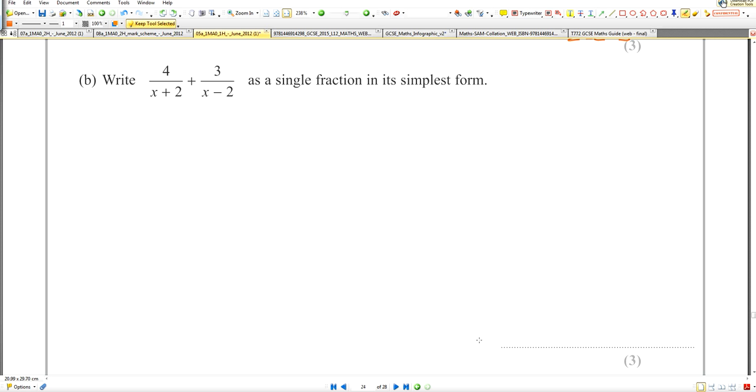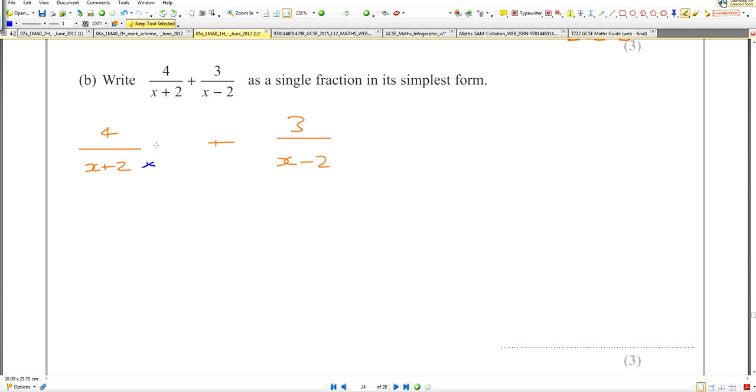Okay, write this as a single fraction in its simplest form. Okay, let's start off the question. So, anybody got ideas on how we approach this type of question? Rakaba, any ideas on what we do? We need to make the fractions, what's the key word? Yeah, we need to make them equivalent. X plus 2, x minus 2, we need to make the fractions on the bottom the same.